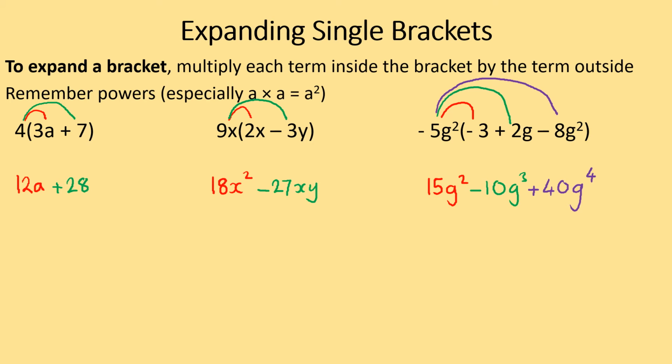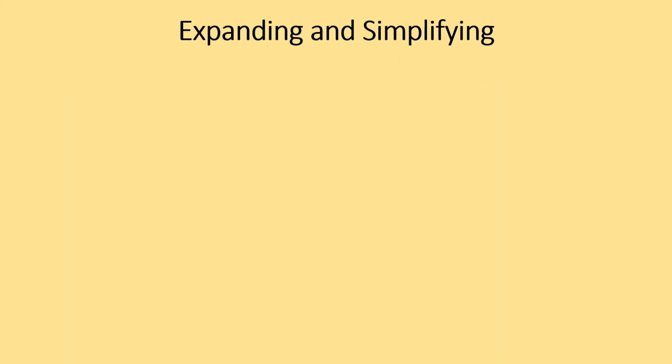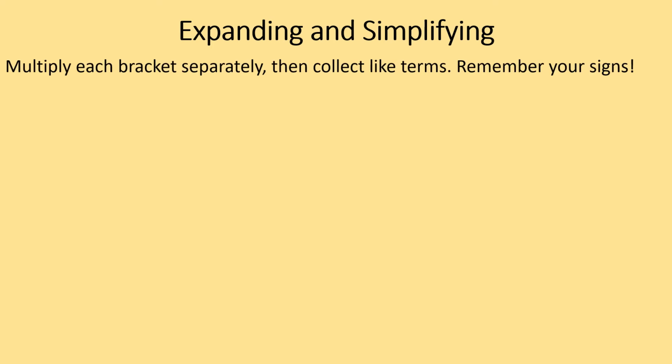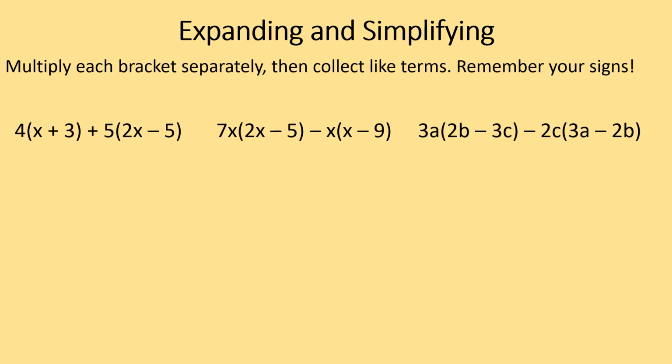And then the last thing we can do is we can put all of this together. We can expand and simplify. Now there's no extra notes to make here, beyond the fact that we should multiply each bracket separately and then collect our terms together. Don't forget your signs, there is one particular thing which catches people out here. So let's expand our brackets first.